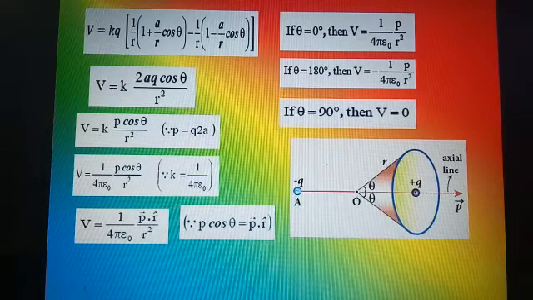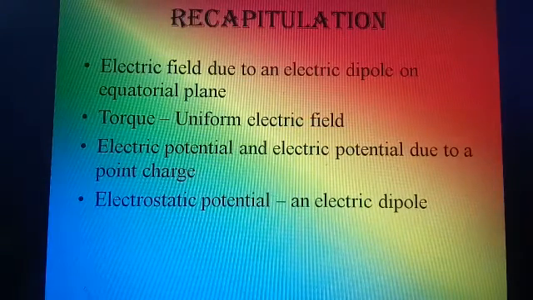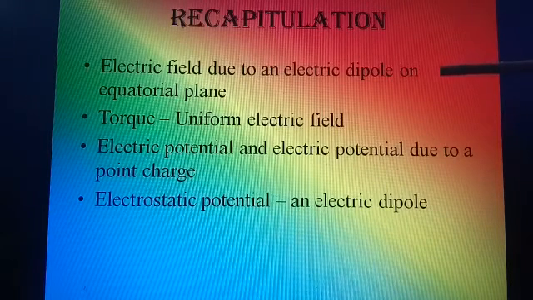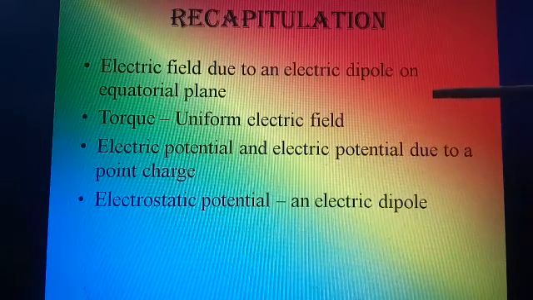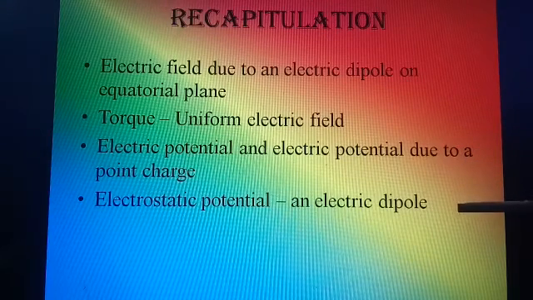And the next one is recapitulation. Today's recapitulation, what we learned today, we will see. Electric field due to an electric dipole on the equatorial plane, torque in a uniform electric field, electric potential, electric potential due to a point charge, and electrostatic potential due to an electric dipole.